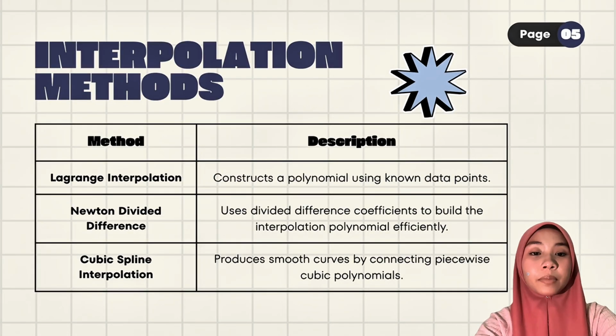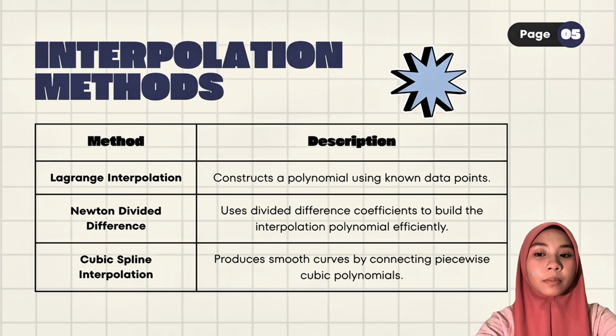Our application implements three interpolation methods. The first method is Lagrange interpolation. It constructs a polynomial that passes through all given data points and is suitable for interpolation problems involving a small number of points. The second method is Newton divided difference.